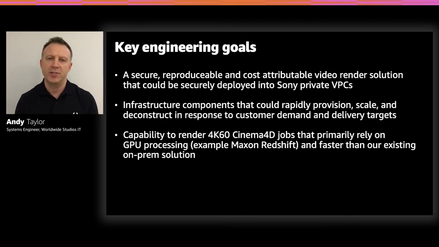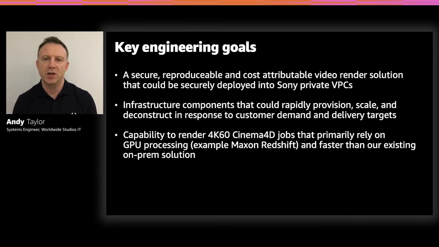And finally, we wanted to use AWS for our heavy lifting. And this meant processing 4K 60 render jobs that relied on GPU processing, and in our case, using Maxon Redshift. And this directly aligned with our creative team's vision to move from an existing slower CPU rendering solution to a faster and more scalable GPU solution, leveraging Redshift.